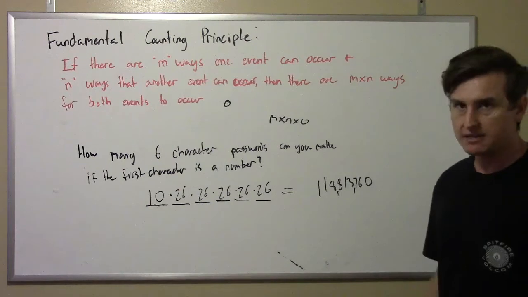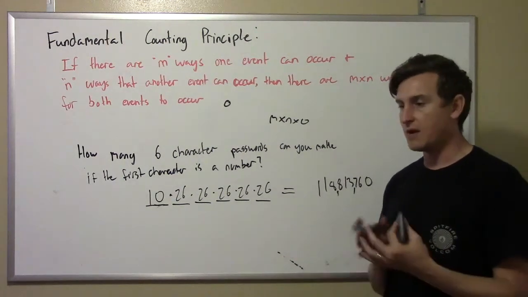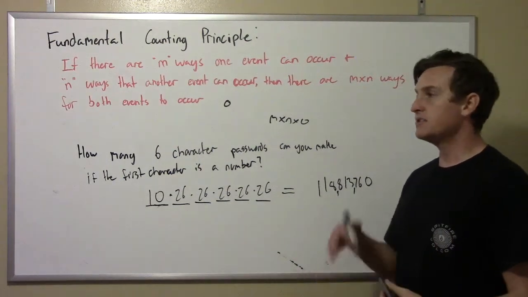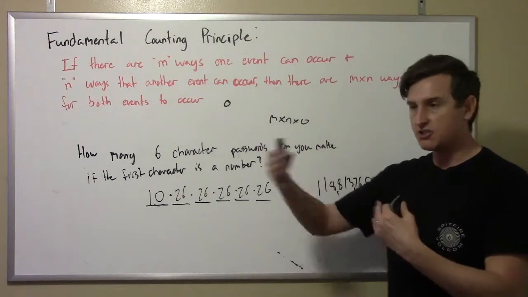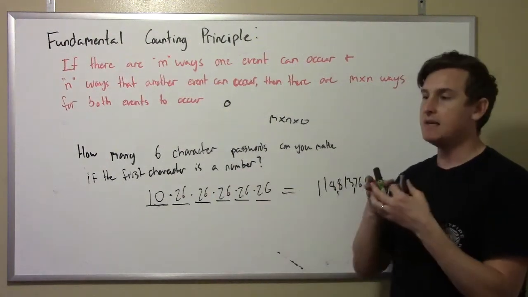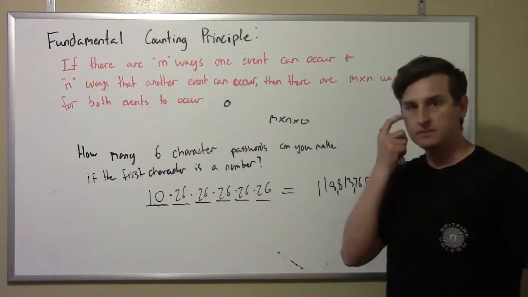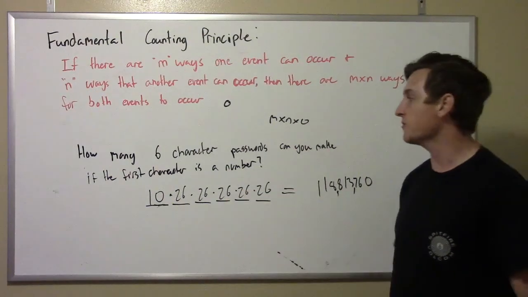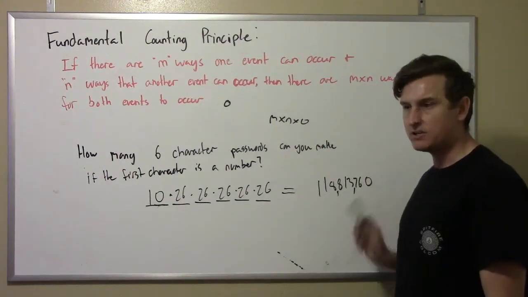So that's the fundamental counting principle. Whenever you're making choices or you have different options, you take the number of options that you have at each choice or at each stage, and you multiply them against the options at other stages to get the total number of unique outcomes.